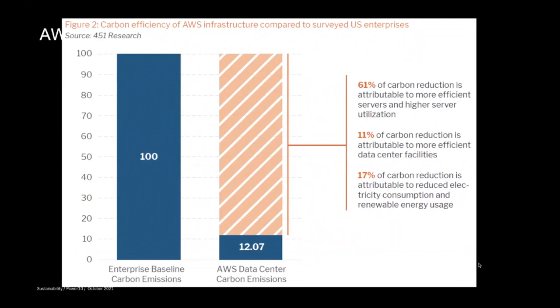That's part of the paper from Amazon Web Services talking about how they lower their carbon emissions. I certainly started this expecting the large part to be how clever their data centers are. Being cloud providers, they can, of course, invest heavily in data centers. But it turns out that's a very small part of how they reduce their energy usage. 11% is carbon reduction through more efficient data centers. 17% is carbon reduction attributable to reduced electricity consumption and renewable energy usage. But the vast majority, 61%, is all about using more efficient servers and higher server utilization, which certainly got me thinking that when it comes to more efficient utilization of servers and high levels of utilization, we can do better than that anytime, any day.